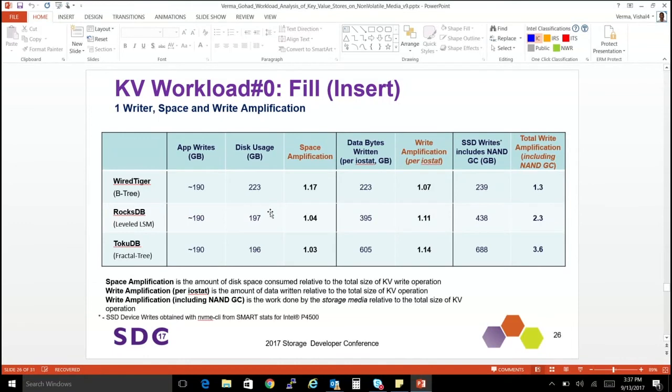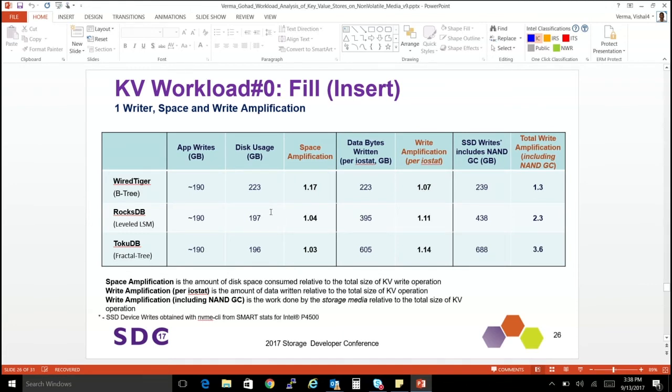We'll see how that performs. So workload number 0 is the filling. Okay, I'm inserting into my database, right? This is pretty important. With these 3 different key-value stores, I'm filling my database, and how much is my application writing versus how much is actually getting stored on the disk. And we are also looking at the iostat level, which is happening at the device driver level. How many GB of data is actually written to the device.